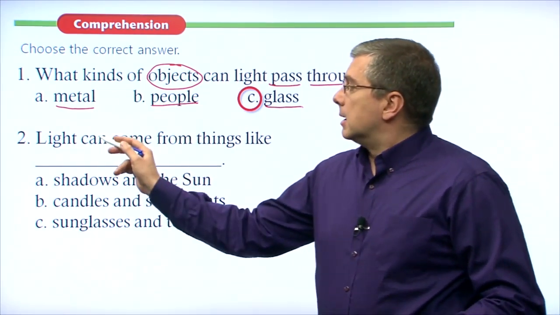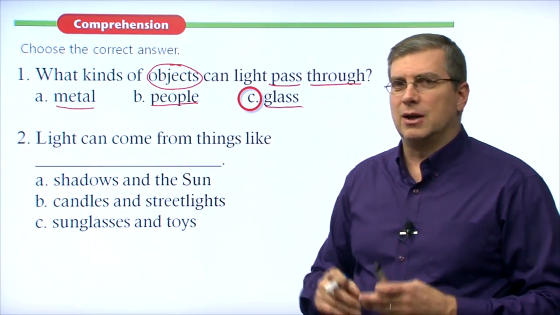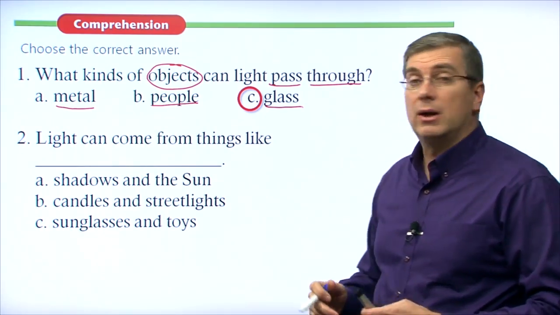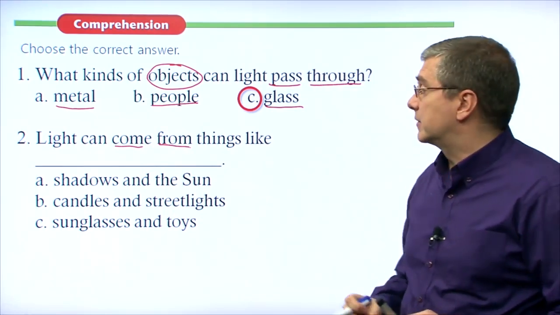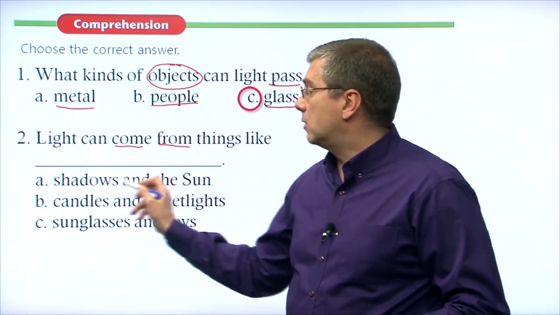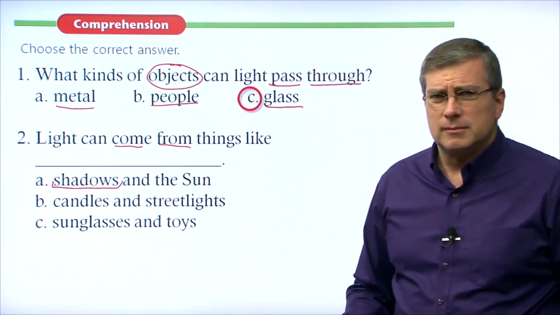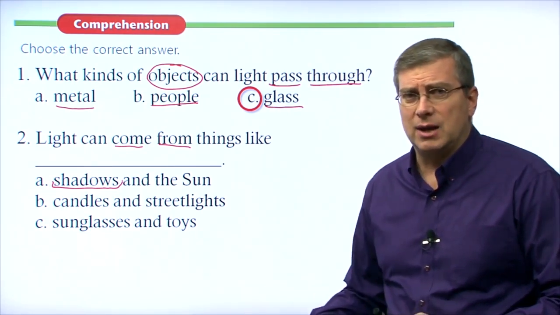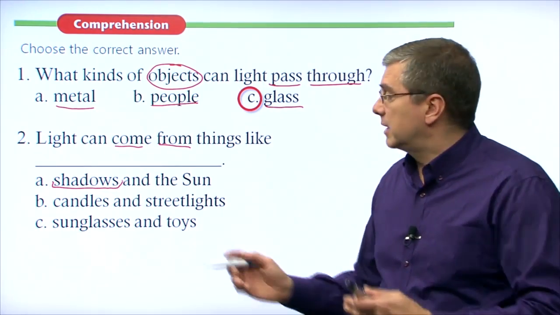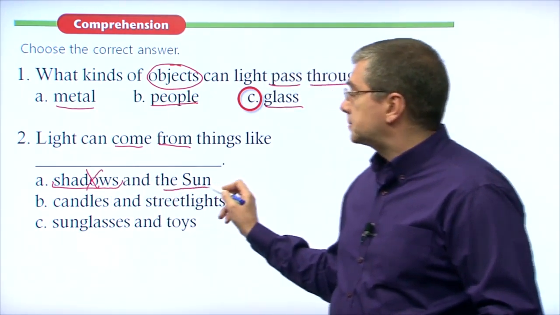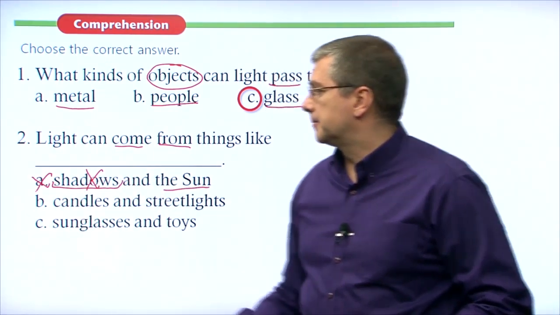Number two, light can come from things like, remember we talked about different sources of light. There are many different sources of light. Where can light come from? Light can come from many things, like, for example, A, shadows and the sun. Can light come from shadows? No, light doesn't come from shadows. A shadow is the result of light being blocked, right? So that's not true. Sure, it comes from the sun, but not from shadows. So A is not the correct answer.